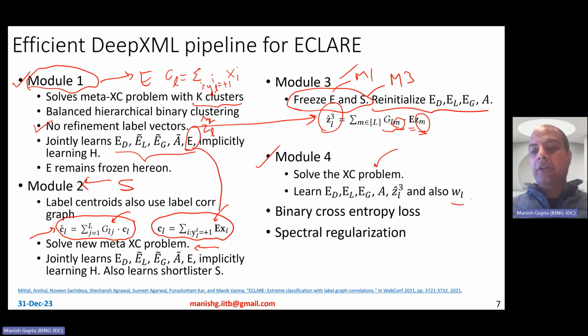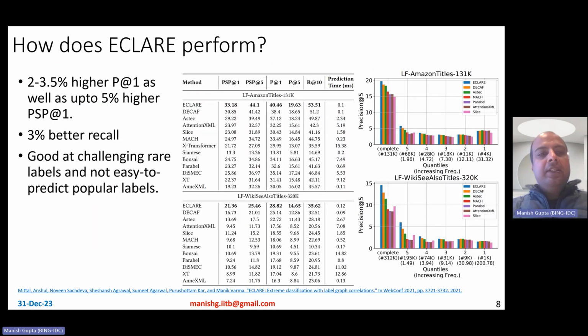Okay, so module 4 is going to be your main XC problem solver. And on the way, you're going to learn other things, but the main thing to learn is the label classifiers W_L. Wherever ECLARE does learning, it uses binary cross entropy loss and spectral regularization for all the matrices that it learns.